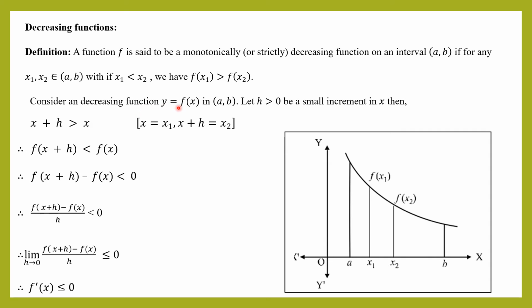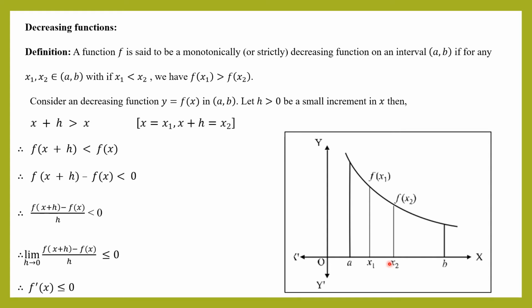Consider a decreasing function y equal to f of x in the interval (a, b). Let h greater than 0 be a small increment in x. x equal to x1, x plus h equal to x2 in this figure. In the xy plane, take the first quadrant. Here is a curve, that is the function y equal to f of x. x1 and x2.